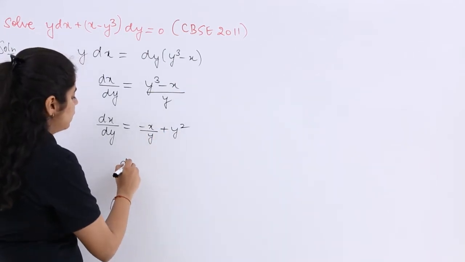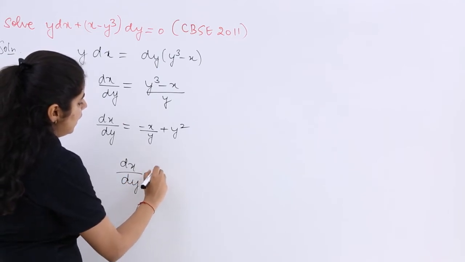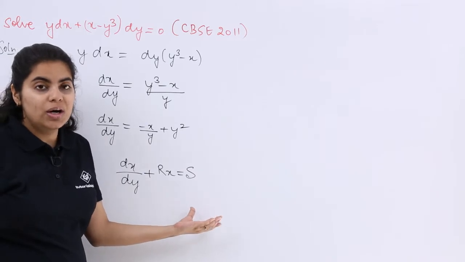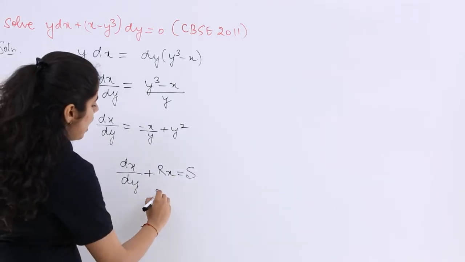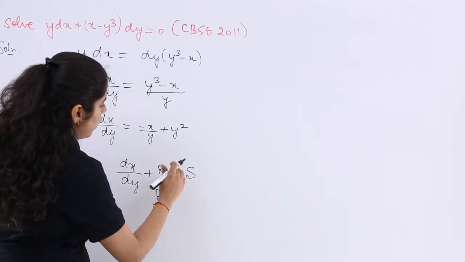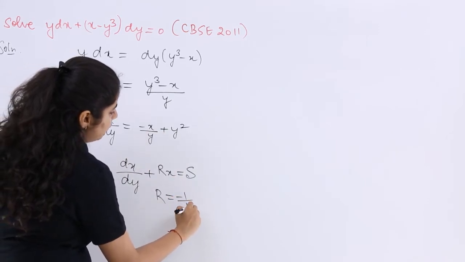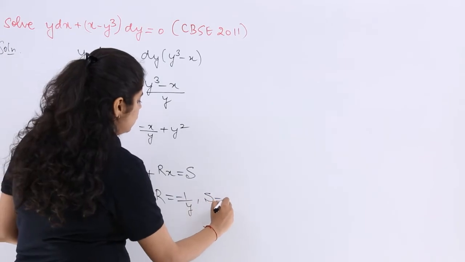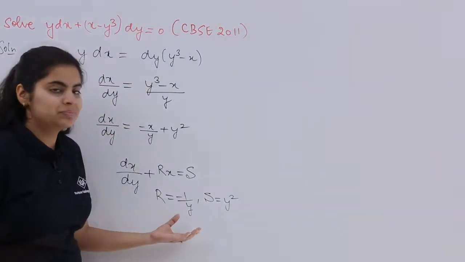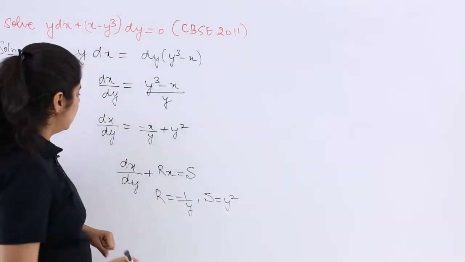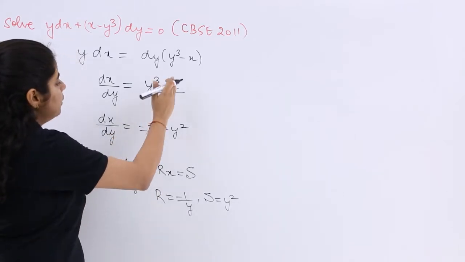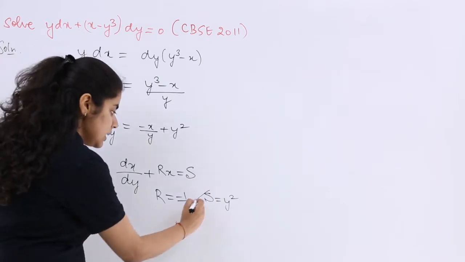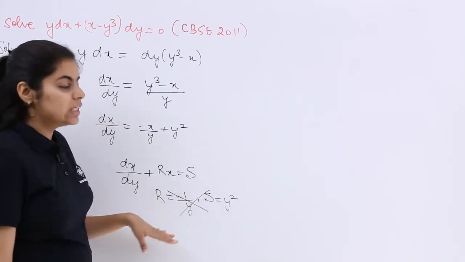Now if I know the general form dx upon dy plus rx is equal to s, I am very sure most of you will say r is equal to minus 1 upon y, and s is equal to y square. But that is incorrect. Why is it incorrect? Because dx upon dy plus rx should be there, but here it is equal to. So this is not the further solution step.